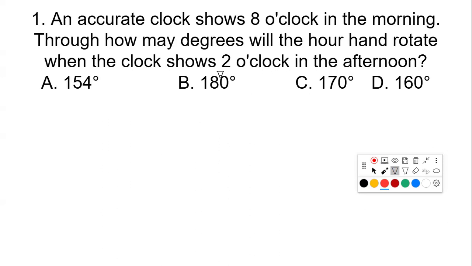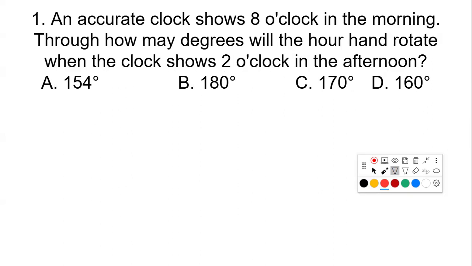So now let's start simple. Read the question, try to understand it. An accurate clock shows 8 o'clock in the morning. So visualize 8 o'clock or draw 8 o'clock. Through how many degrees will the hour hand rotate? Only the hour hand, I am not talking about the minute hand now. How many degrees will the hour hand rotate when the clock shows 2 o'clock in the afternoon?